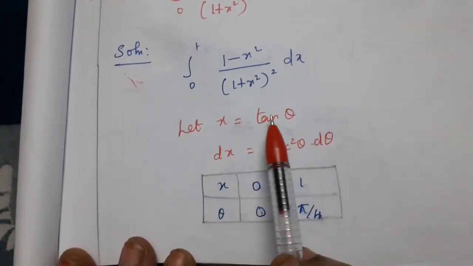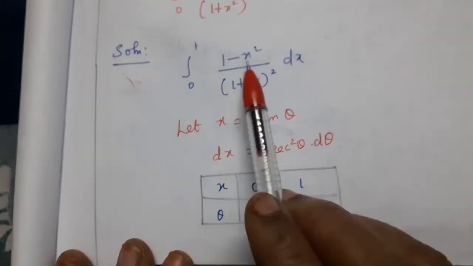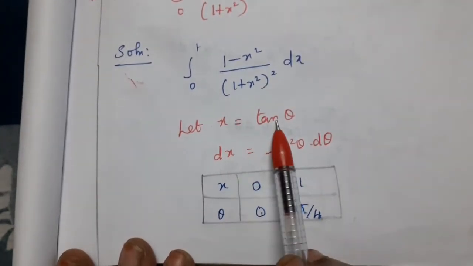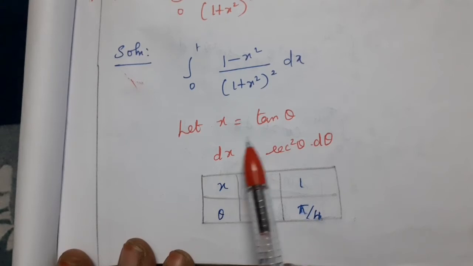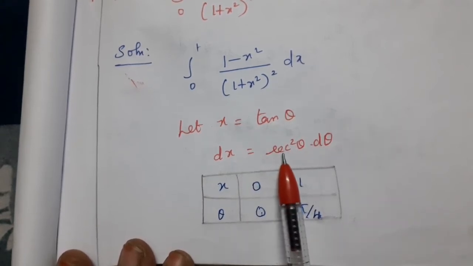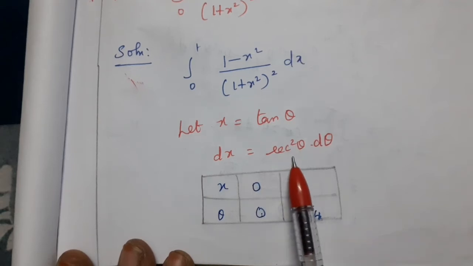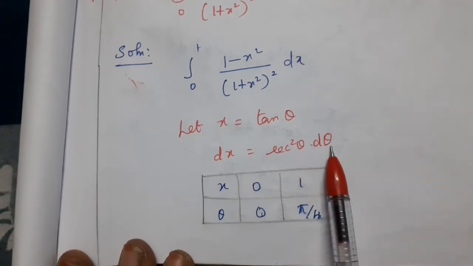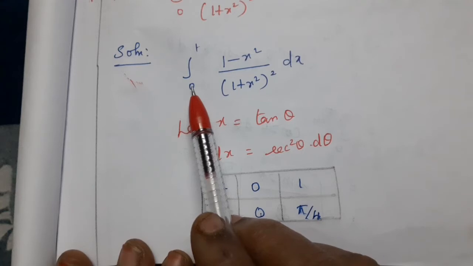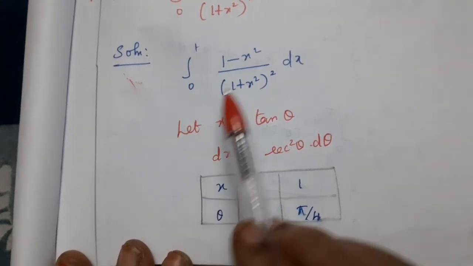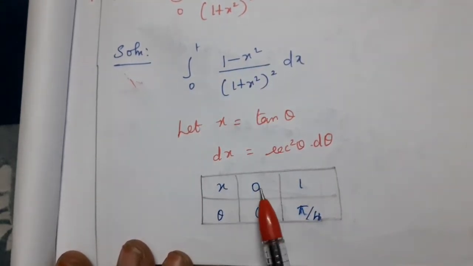See here, x is equal to what? x is equal to tan theta. What is our dx? After differentiating tan theta, we get dx is nothing but secant square theta into d theta. What limits are we going to apply? 0 and 1. The question is in terms of x, so we apply 0 and 1.